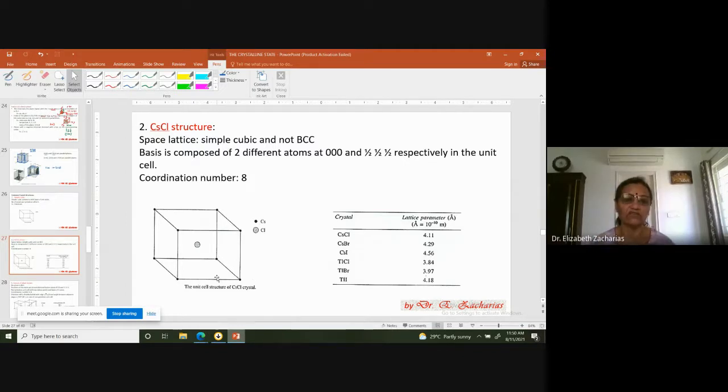Then you will ask, if that is the case, then how are you going to explain the presence of this new fellow chlorine sitting here? So this is what you have to now do. You have to cluster these two, and this becomes a basis. So your basis is going to have two different atoms, one located at 0, 0, 0, and another located at the center of this crystal, which is half, half, half. Are you understanding this? This is your basis.